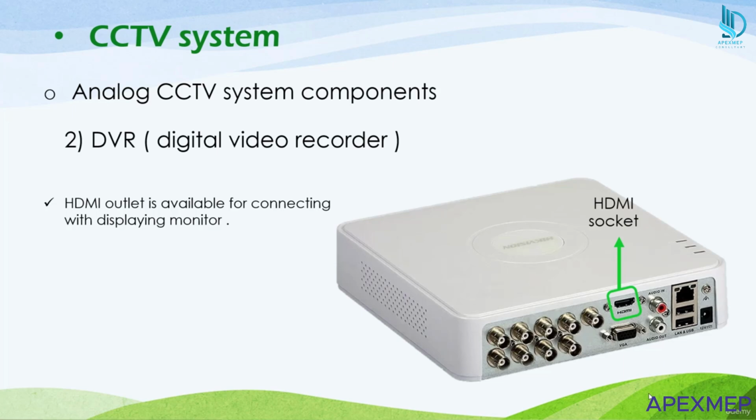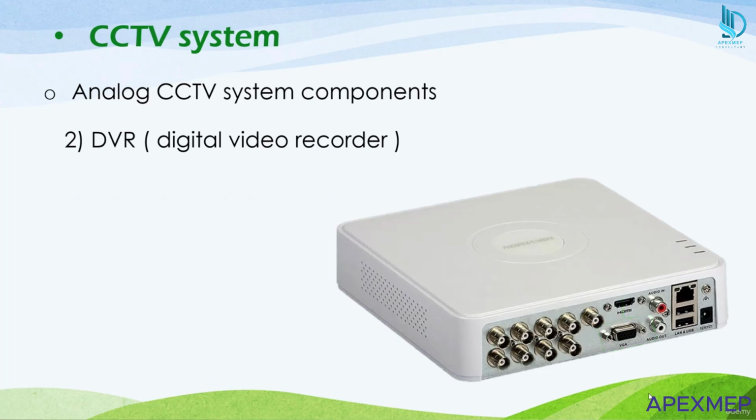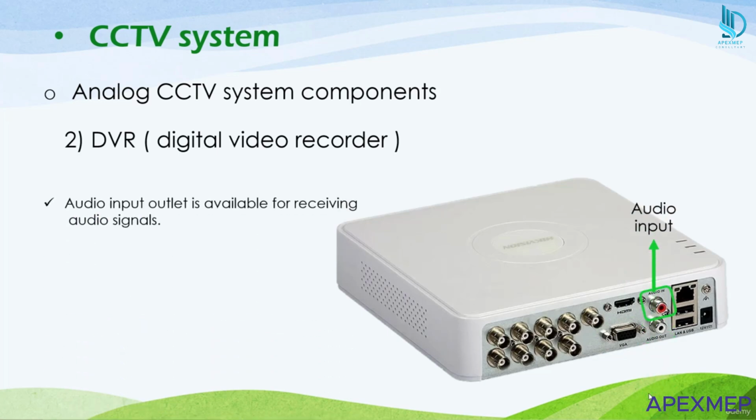We have another method for connecting the DVR with the displaying monitor, which is the VGA outlet. This type of outlet is called the VGA outlet, which will be connected to the VGA cable, and it will be connected to the monitor on the other side to display the videos recorded by the camera. So both of those outlets are available for connecting the DVR with the displaying monitor, the VGA outlet and the HDMI outlet. Then the next outlet we have is the input audio outlet.